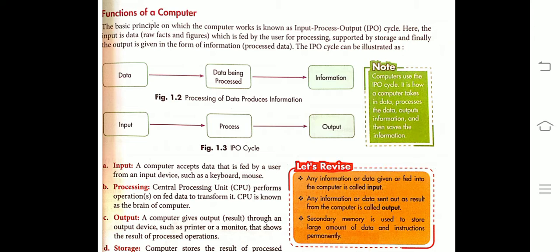Already we discussed in previous classes that computer is an electronic data processing machine which is used to convert meaningless facts and figures into meaningful information. The converting of meaningless facts and figures into meaningful information is known as data processing. So the whole thing about the computer is IPO, input process output.